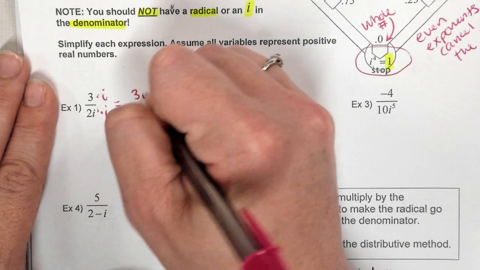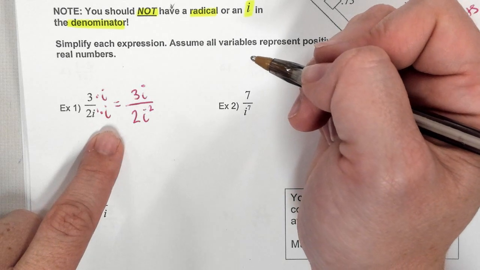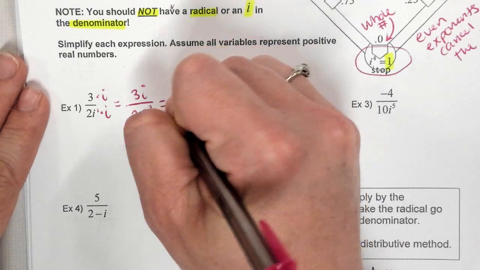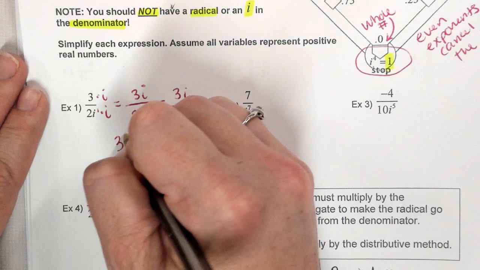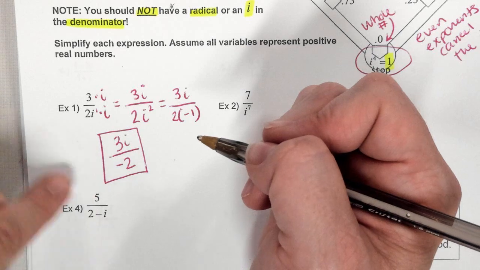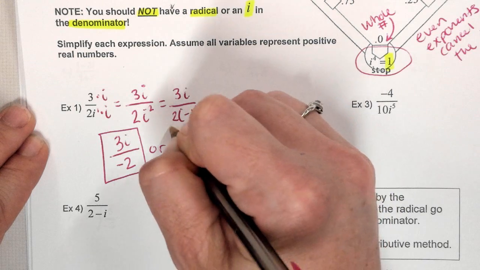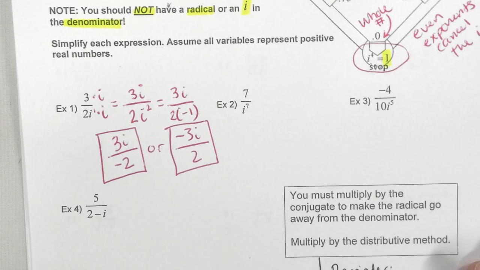And I get 3i over 2i squared because I have i twice. Well, what does i squared equal? So now I have 3i over 2 times negative 1. And what is 2 times negative 1? So here's our answer. Now remember, our negatives can move. They're flexible. So we can also have negative 3i over 2, and that's the same thing. Yes? Okay. Any questions with that one?